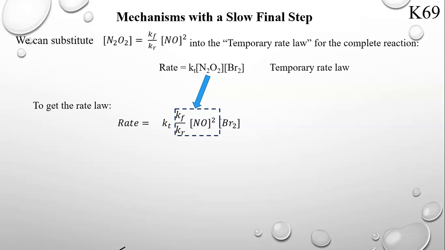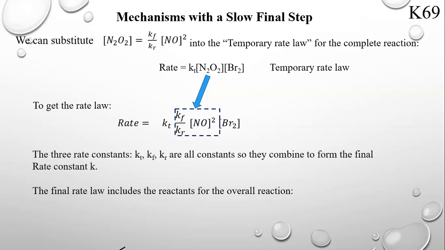Now what do you do with all those Ks? You just lump them together, and they're constants. They're not going to change. So you just put them all together into a single K, which is the overall rate constant for the overall reaction. So you just do this.